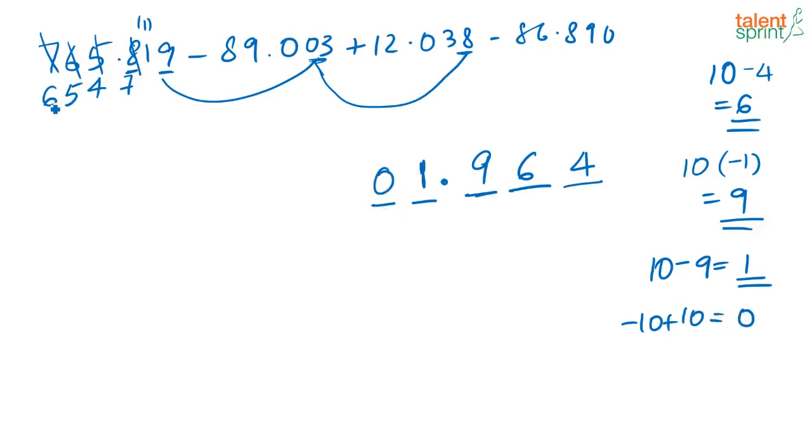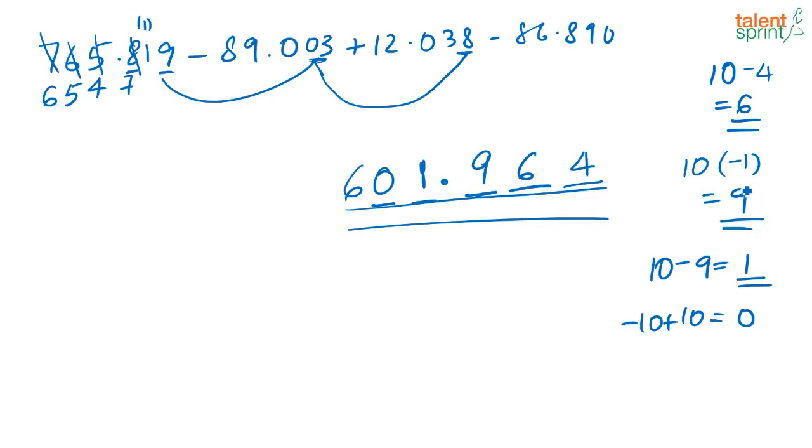So the digit that comes here is going to be 0. Then you have 6, correct? Here you have no hundreds digit, nothing is there in the hundreds place. So the 6 is going to come as such. So your answer is 601.964. So this is how you do it using the digit sum method. Okay, I hope it is clear.